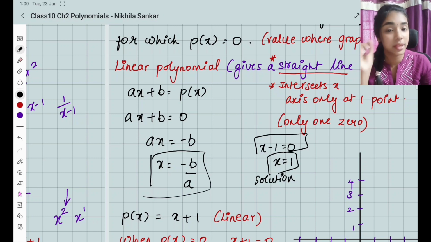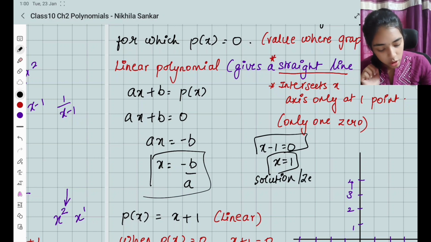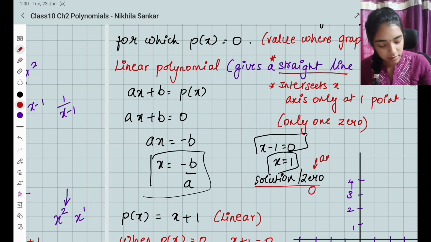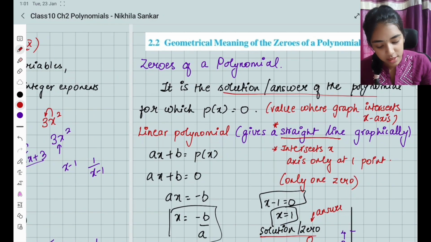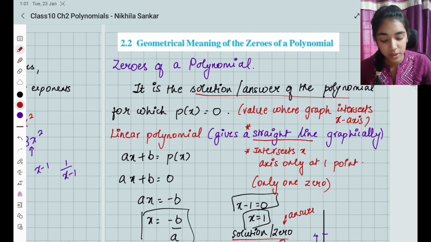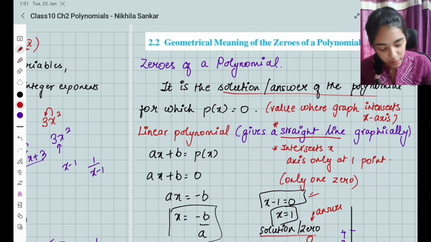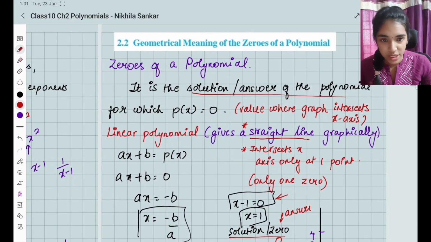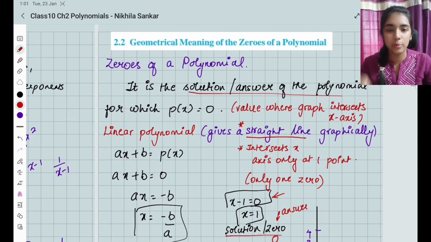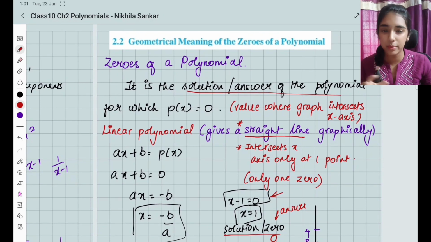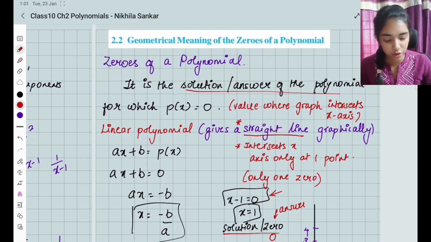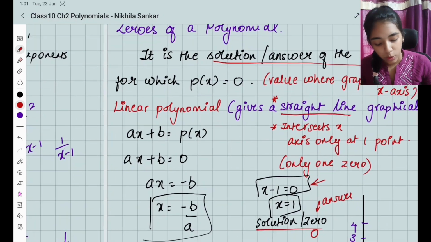Solution na enna? It is going to be the answer of the polynomial, or you can also call it the 0. இந்த இடத்துல 0 na இந்த 0 கிடையாது. So 0 here means solution or answer. புரிஞ்சுதா? So this is called the 0. So இப்போ இந்த இடத்துல it is the solution or the answer of the polynomial for which p of x equals 0. அப்படினா என்ன? இந்த இடத்துல 0 க்கு தானே ஈக்குவேட் பண்ணோம். x minus 1 you equated it to 0. So this is going to be the 0 of the polynomial or the solution of the polynomial இல்ல answer to the polynomial. So நம்ம அதை எப்படி சொல்ல போறோம்? 0. Okay, so that is the word you are going to use. So இப்போ what is a linear polynomial?